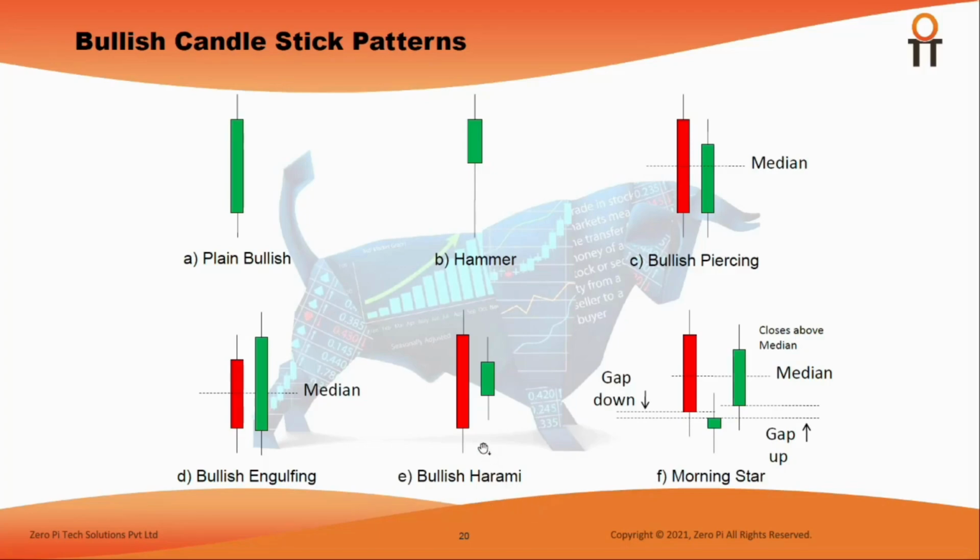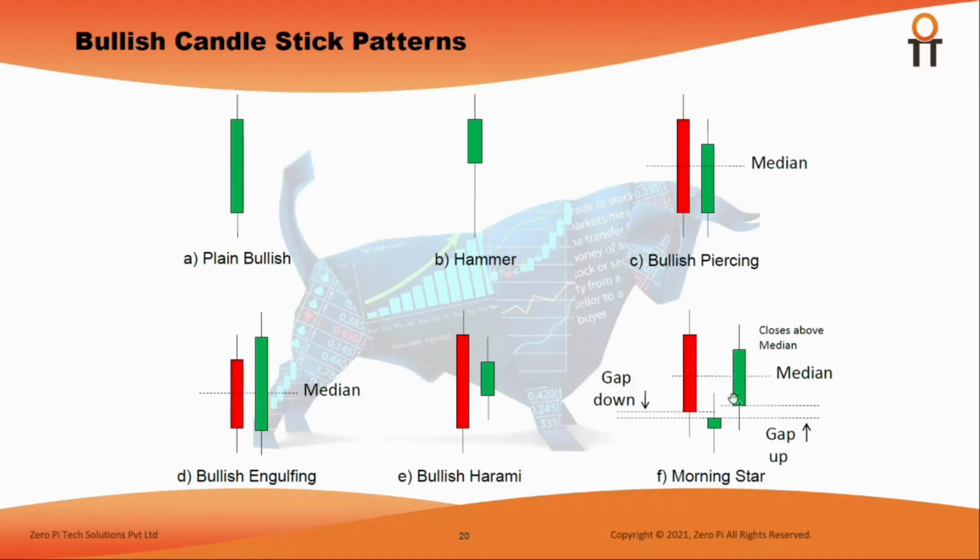Bullish harami. In Japanese, a harami means a pregnant lady. So here we have a bearish mother or a bearish candle, and we have a small candle, looks like a child, a bullish candle. So if you see such a pattern, the market is likely to go up. So this is an example of bullish harami. So plain bullish and hammer are examples of single candlestick patterns, whereas bullish piercing, bullish engulfing and bullish harami are two stick candle patterns. Coming to morning star, this is an example of a three stick candle pattern.